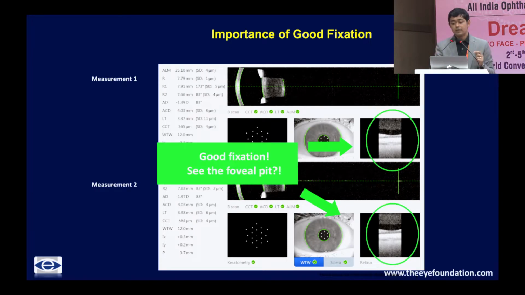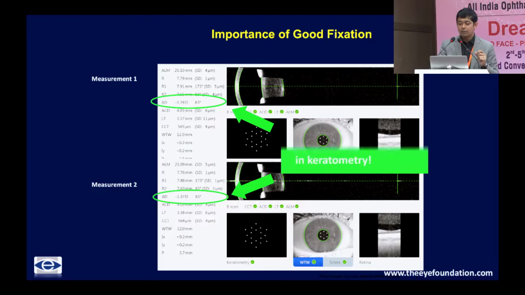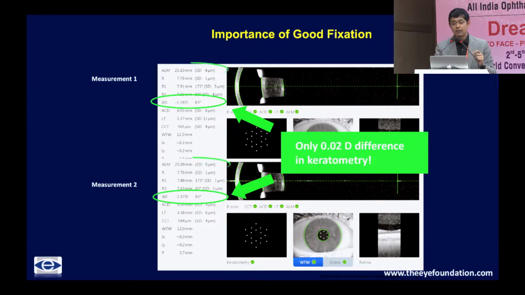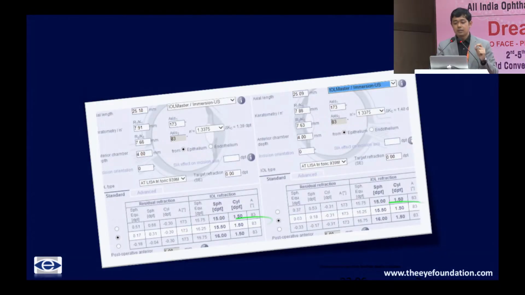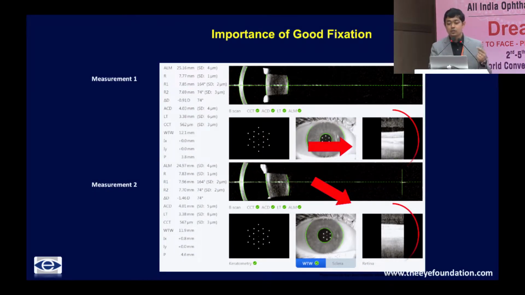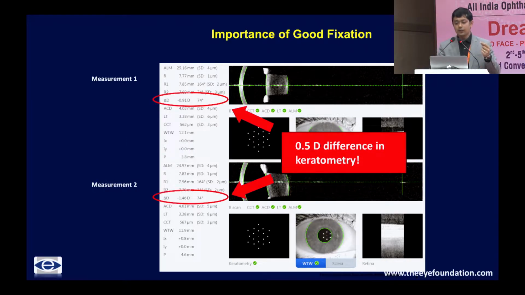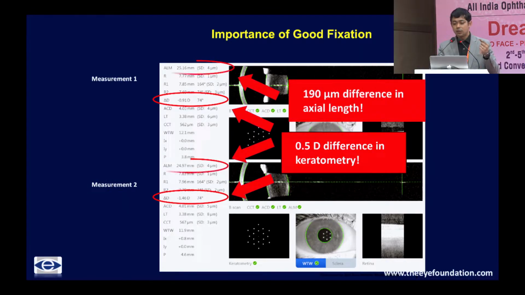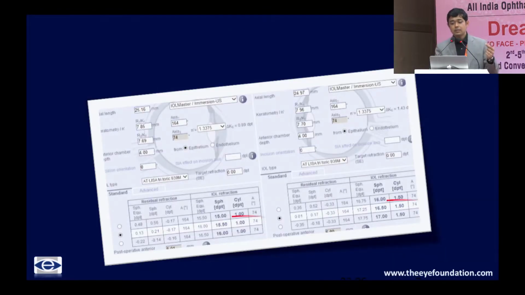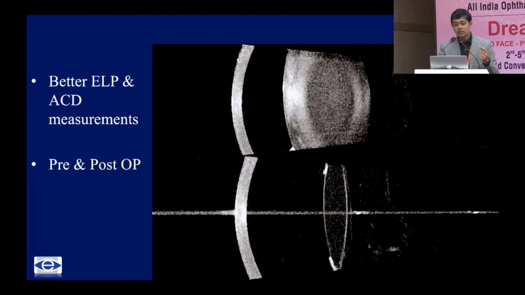It has become very, very important. You can see an example where you have good fixation, you have repeatable measurements, you're able to image the fovea, and the patient has very similar repeatable IOL power calculation. Whereas in patients where the fixation is not good and the foveal pit has not been imaged, it's a very, very small difference in the axial length, 190 microns, but that makes more than a diopter of difference when it comes to the IOL power calculation. So it's really important we ensure this, and the foveal pit is accurately imaged.